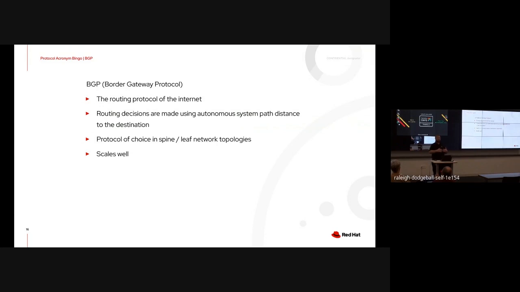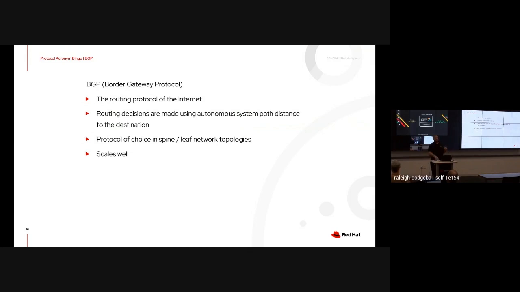It actually considers how many autonomous systems, which are usually large scale networks, imagine Comcast, imagine Red Hat, imagine AT&T, how many of these networks do you have to traverse to get to that destination? So this is called the AS path, autonomous system path. Every BGP router is assigned to a given autonomous system. In this case, we're looking at how many autonomous systems we have to traverse to get to the destination of choice.